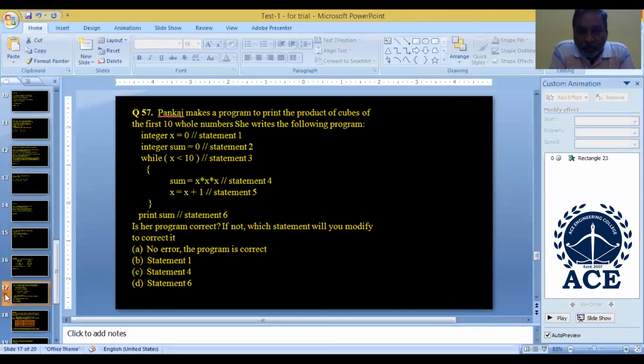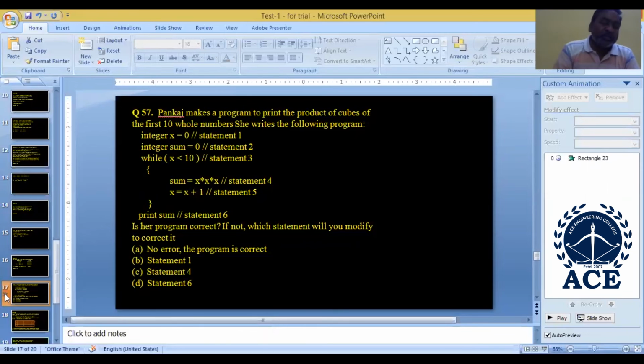Pankaj makes a program to print the product of cubes of first 10 whole numbers. She writes the following program. Integer x is equal to 0, statement 1. There are 6 statements given. Integer sum is equal to 0, sum also initialized to 0. See the way the variable is named here. The problem is to find the product of cubes and the variable is declared as sum. It's not good programming practice.